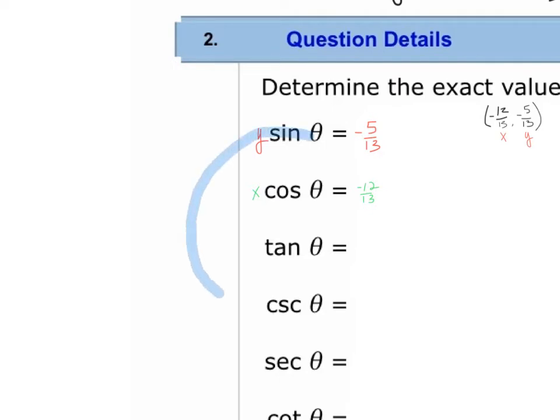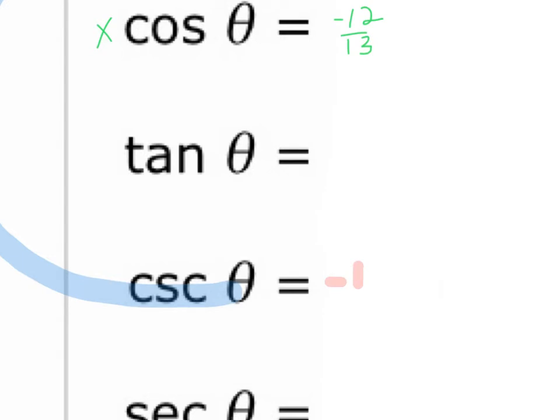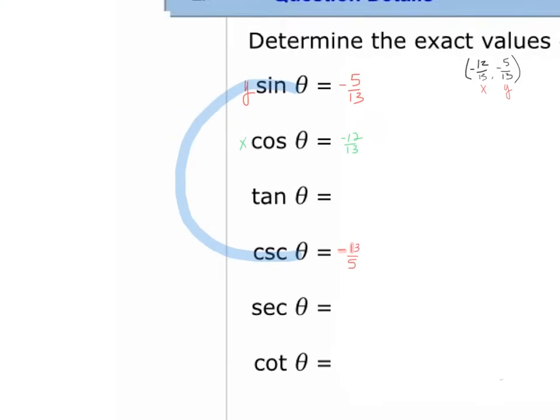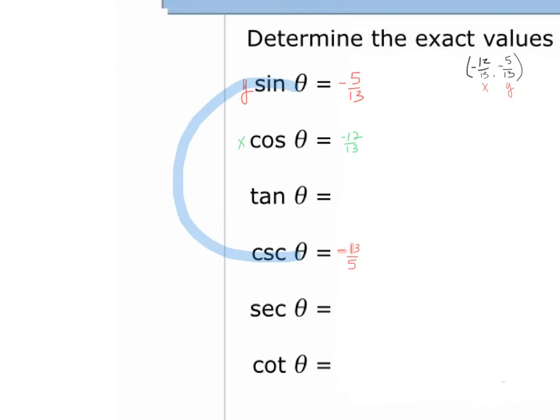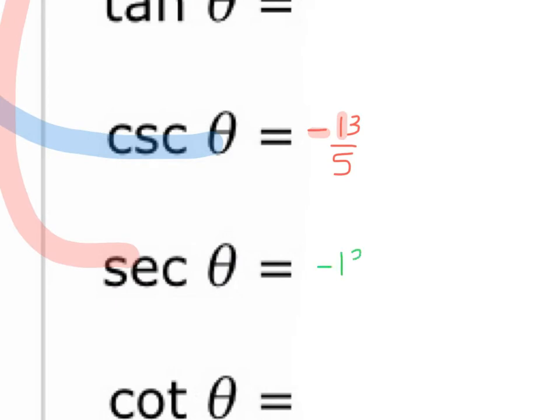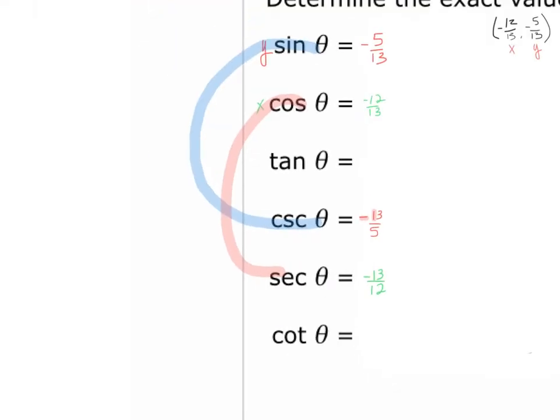Sine goes with what? Cosecant. So 1 over negative 5/13 really is just going to do what? Flip it. The reciprocal function. So what is the reciprocal of negative 5/13? Negative 13 over 5. Sine stays the same. So now I'm going to do cosine and secant. Well, what is the reciprocal to negative 12/13? Negative 13 over 12. Everybody with me?